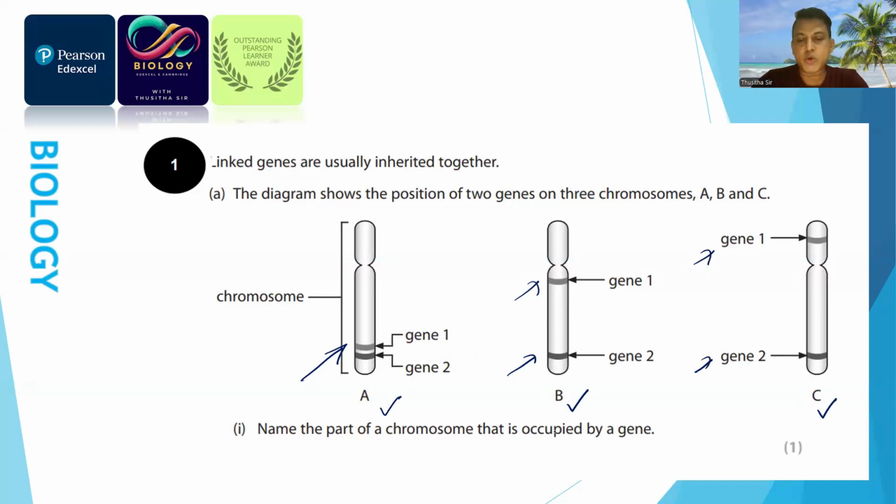Name the part of the chromosome that is occupied by the gene. When we are trying to locate the gene, this place is called the locus. So the gene 1 and gene 2 location is also called a locus here. And what we can see is the difference between gene 1 and gene 2: they are very close together here, and they are apart from here, and then further apart on the other chromosome.